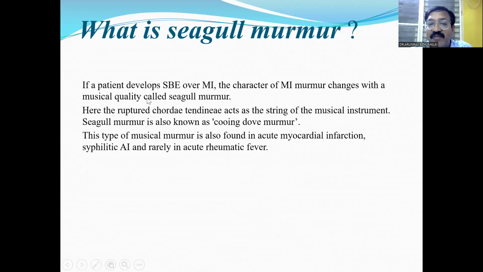What is Seagull murmur? If a patient has infective endocarditis over mitral regurgitation, the character of the mitral regurgitation murmur changes with a musical quality, called Seagull murmur or cooing dove murmur. Here, the ruptured chordae tendineae act as a string of a musical instrument. It is also found in acute myocardial infarction, and rarely in acute rheumatic fever. So in MI or infective endocarditis, ruptured chordae tendineae act as a string, and so you may have a murmur called cooing dove murmur or Seagull murmur.